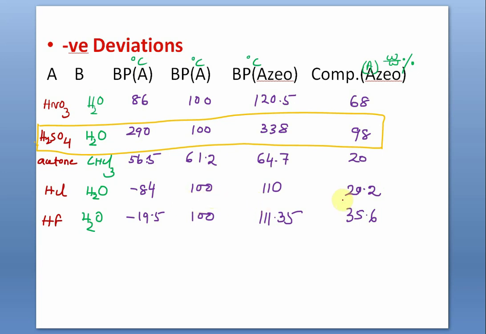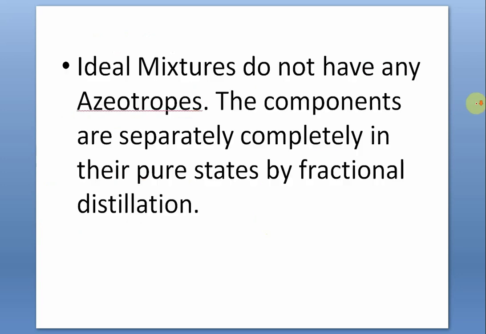But see, 20.2% HCl solution has a boiling point of 110, while pure liquid HCl, supposing you liquefy HCl, is -84, and liquid water 100. But 22.2% of HCl will have a boiling point of 110 degrees Celsius. That is a negative azeotrope, negative deviation. Pure HF is -19.5 and water 100, but 35.6% HF is the azeotrope of HF water, and that boils at 111.35.